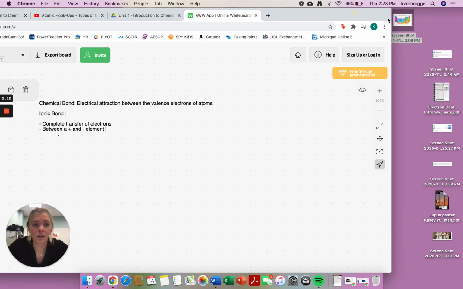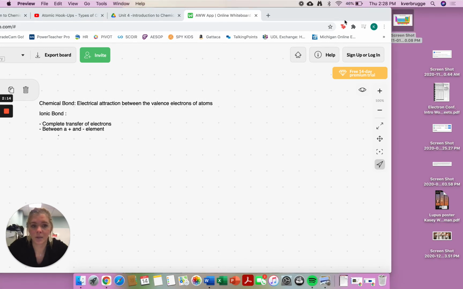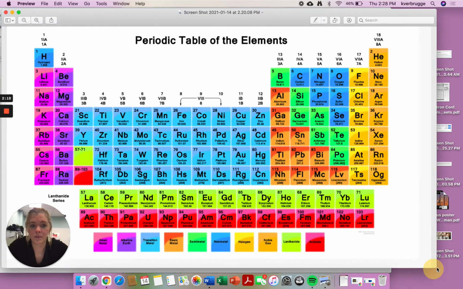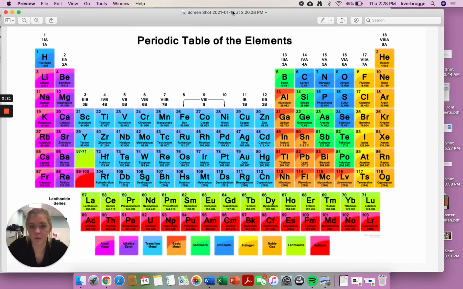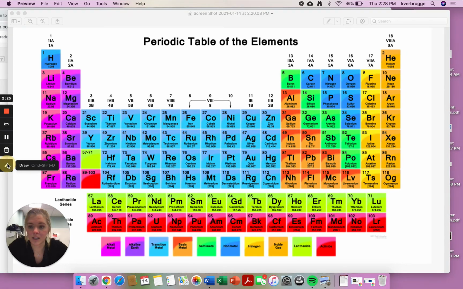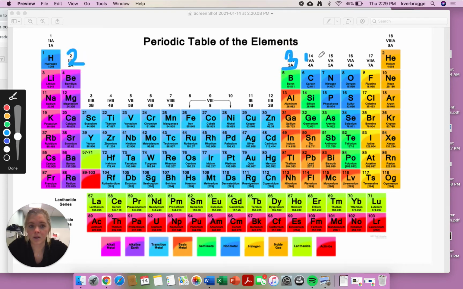So let me go ahead and pull up a picture of a periodic table. So here's our periodic table. You know what this periodic table looks like. We've already talked about the valence electrons on the periodic table. We know that as we move to the right, the number of valence electrons increases. So all of these elements in this column have one valence electron, whereas all of these have two. All of these have three. All of these have 4, and 5, and 6, and 7, and so on.